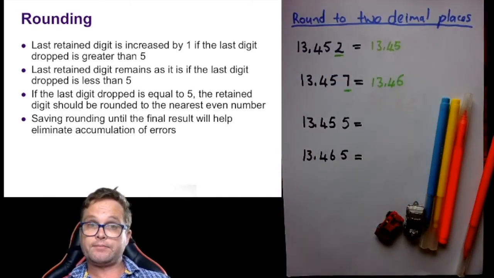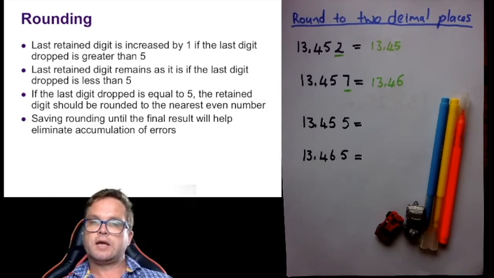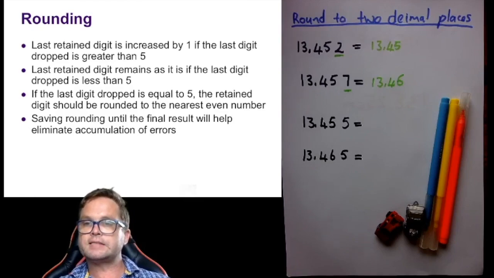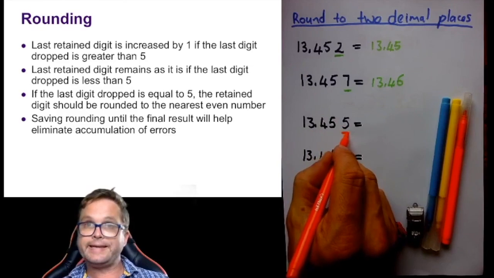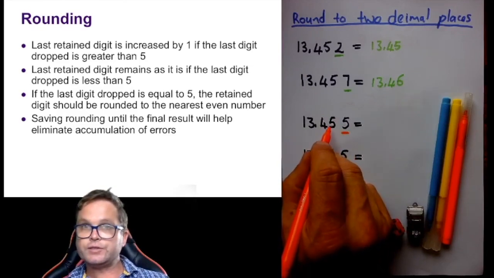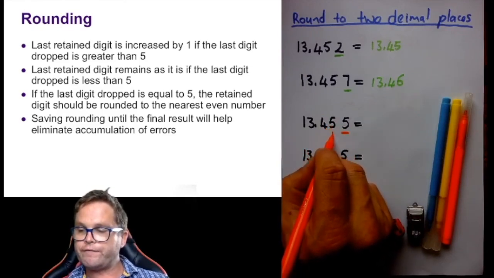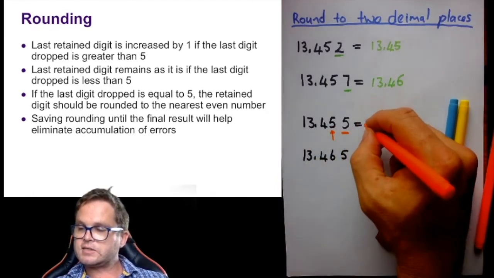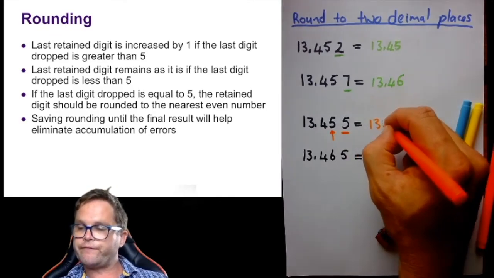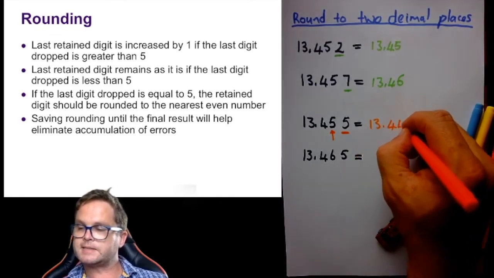The last 2 points deal with what we should do if the last digit to be dropped is equal to 5. Well, there are 2 cases. If the last digit to be dropped is equal to 5, the retaining digit should be rounded to the nearest even number. So here we can see the number to be dropped is equal to 5, and we need to round this off to the nearest even number, which is 6. So this then will become 13.46.